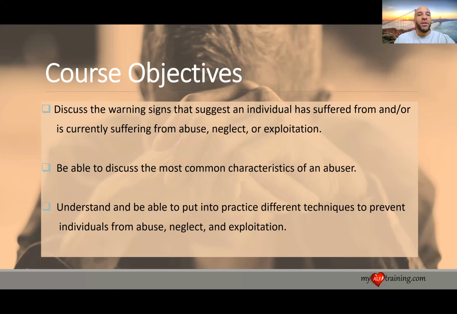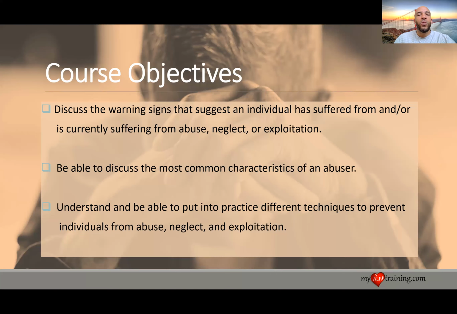Our next course objective for today is to discuss the warning signs that may suggest an individual has suffered from or is currently suffering from abuse, neglect, or exploitation. Because, just like you and I, we're not always going to tell other people what's going on in our lives. So we can't expect for patients to come to us and tell us if they're being abused or neglected or exploited.